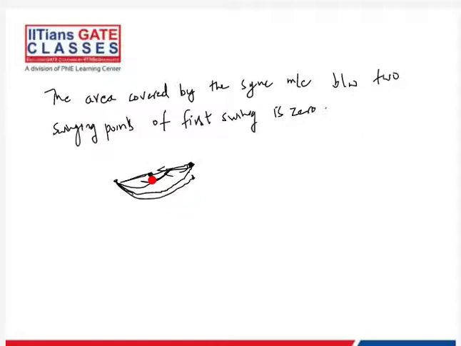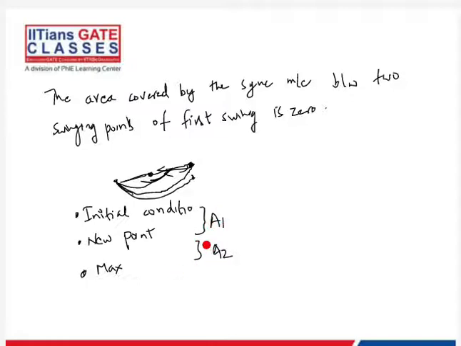So how is this aiding us in transient stability analysis? So if you are looking at the area between, so there are 3 points. What is the first point? It is the initial condition. Second point is the new point or the new stable point, which is corresponding to the new condition, and this is the maximum. So the area between this one is A1 and the area between these two is A2, right?